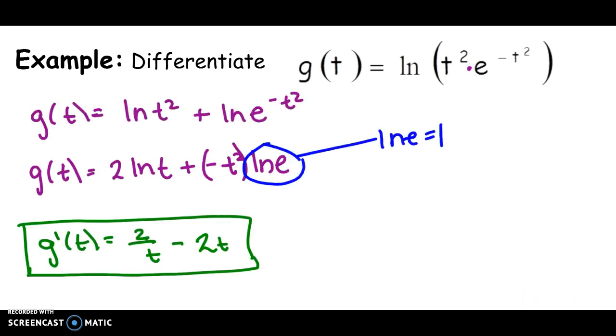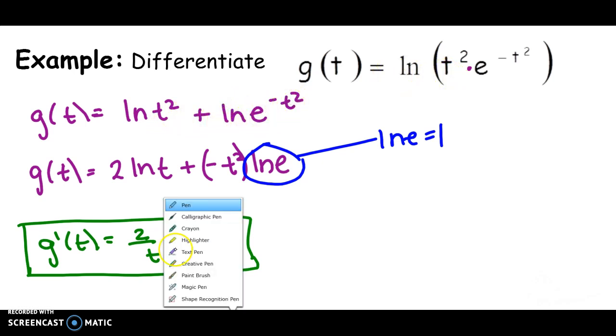I hope you guys got a final answer that g prime of t is 2 over t minus 2t. How'd I get that? Well, I gave you the hint. I said that this would be 1,000 times easier if you use your properties of logs. So because I have multiplication, I could turn this into a sum of logs. So this is natural log of t squared plus natural log of e to the negative t squared.